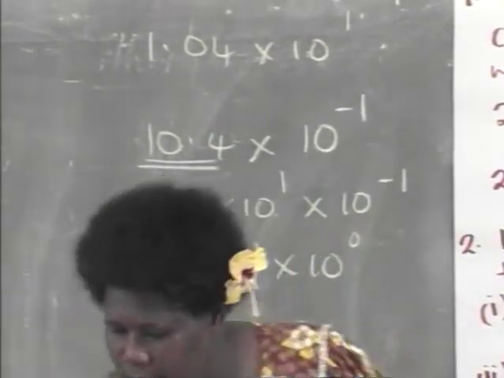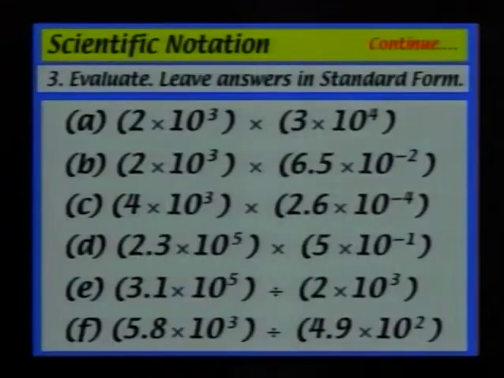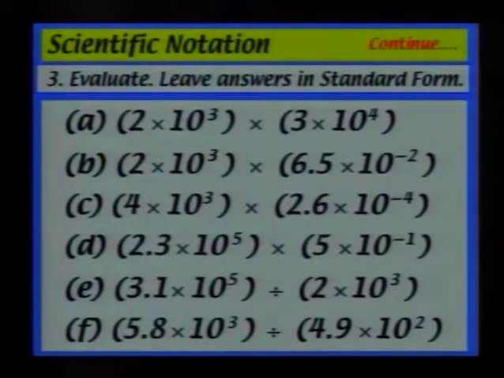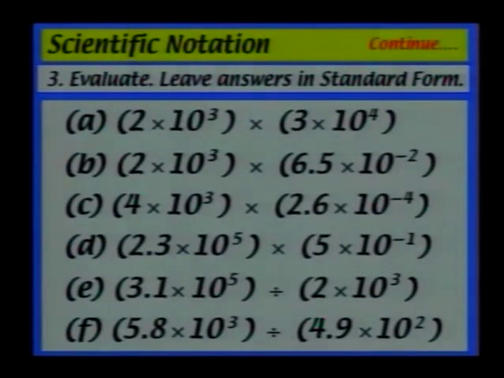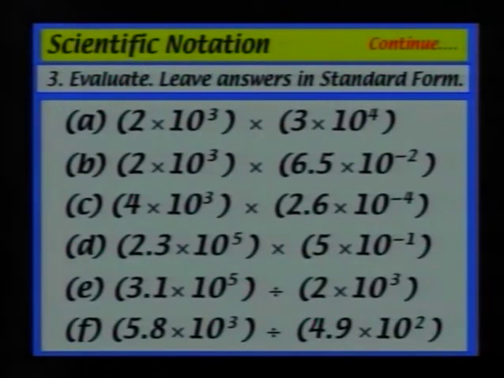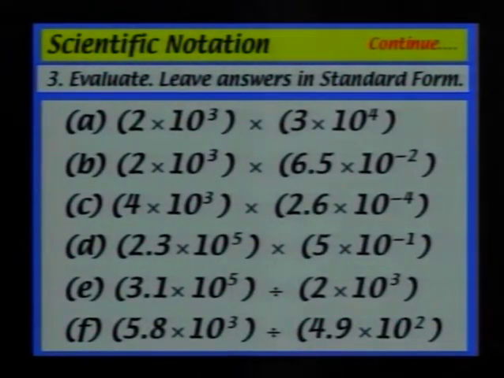Kyle, your answer to letter D. 1.15 times 10 to the power of 5. 1.15 times 10 to the power of 5 is correct. Tau? 3.12 times 10 to the power of 5. 3.1 times 10 to the power of 5. Did you add or divide? Did you add? All of you added? Yes. Okay. Some of you divided.